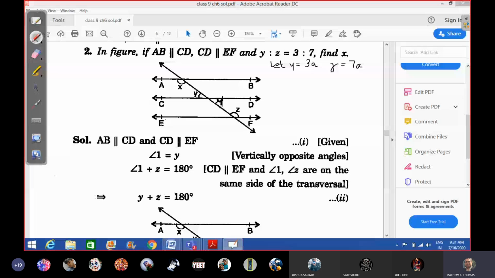And what is the property of consecutive interior angles? They add up to 180. Yes, so y and z are co-interior angles. They will add up to 180. So next step you will write angle y plus z is equal to 180. The reason you will write is because they are co-interior angles.